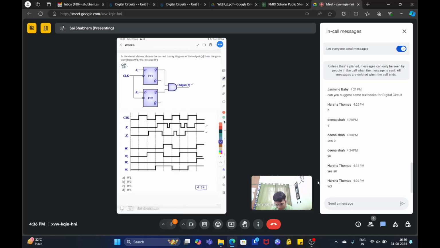Those who are solving, please note that the flip-flops are not positively edge triggered, they are negatively edge triggered, okay?